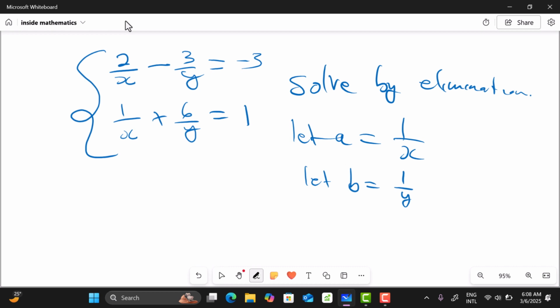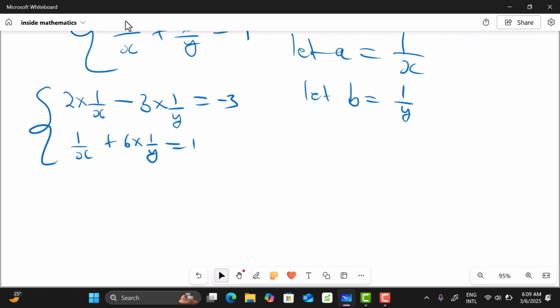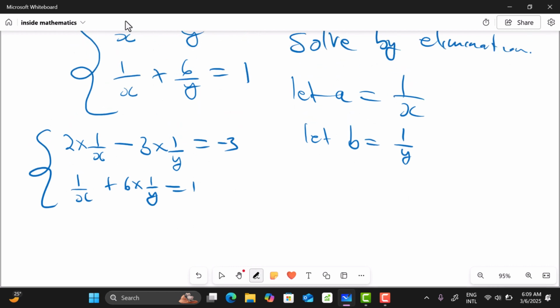For example, in this case, 2 times 1 over x, isn't it similar? 2 will go there, minus 3 times 1 over y is equal to minus 3. Are we good? I think we get the concept now. So here it's 1 over x plus 6 times 1 over y is equal to 1. So as you can see, it's just the same. What you need is to come up with a concept of letting a equal this and letting b equal this, so that it will be easy for you to calculate.